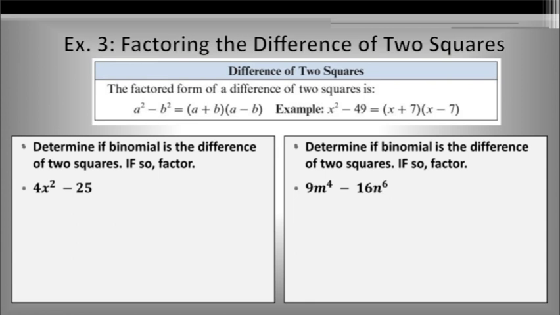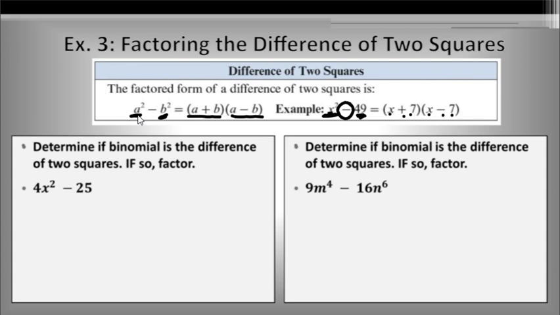Next one, factoring with a difference of two squares. This one, you have a perfect square in the first part, you have a perfect square in the second, and you're subtracting. So this is a binomial, and when you factor that out, you end up with two binomials that have opposite signs. So an example, you have x squared minus 49. X squared is a perfect square, that's an x times an x. 49 is a perfect square, that's a 7 times a 7. In order to get a subtraction sign in between, one's got to be positive, one's got to be negative.